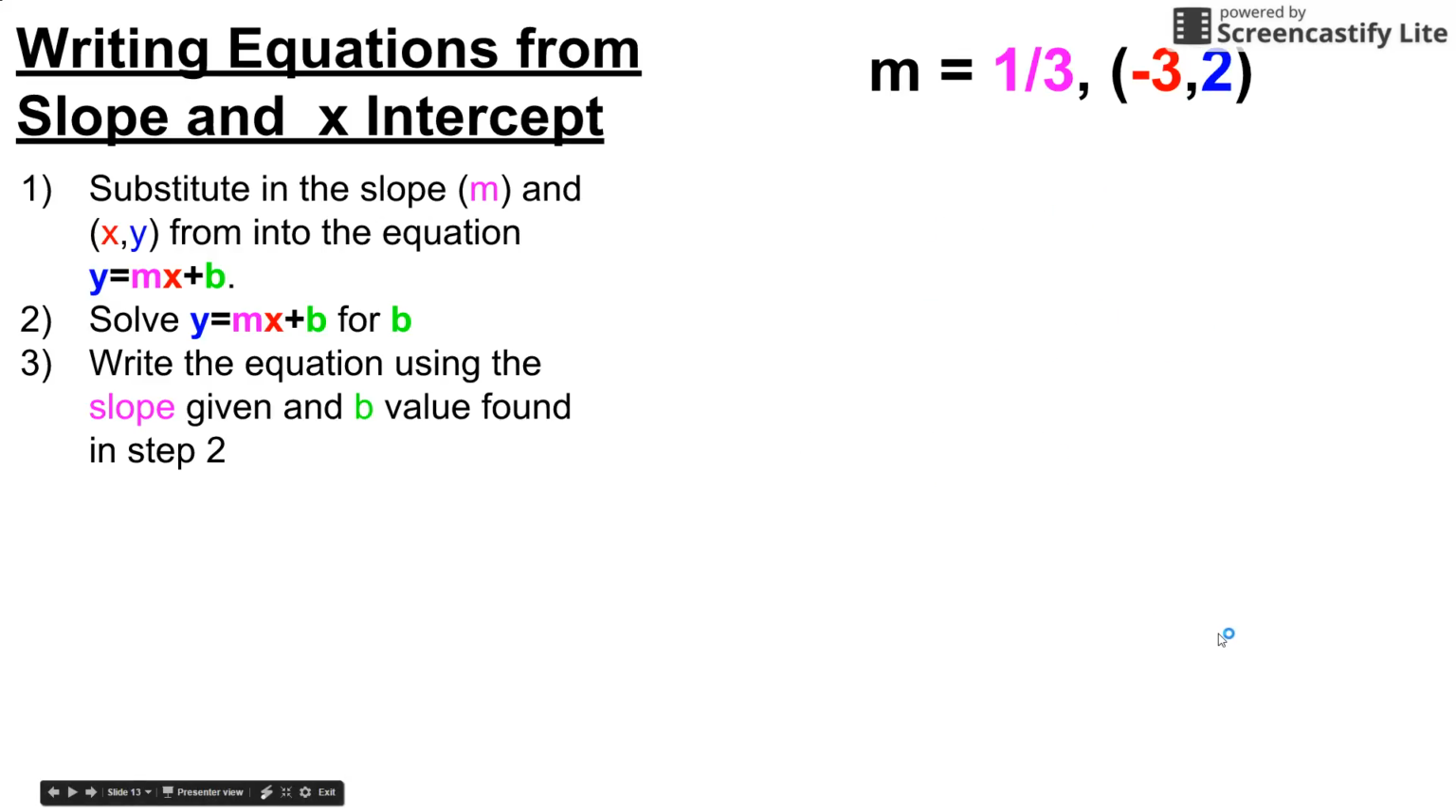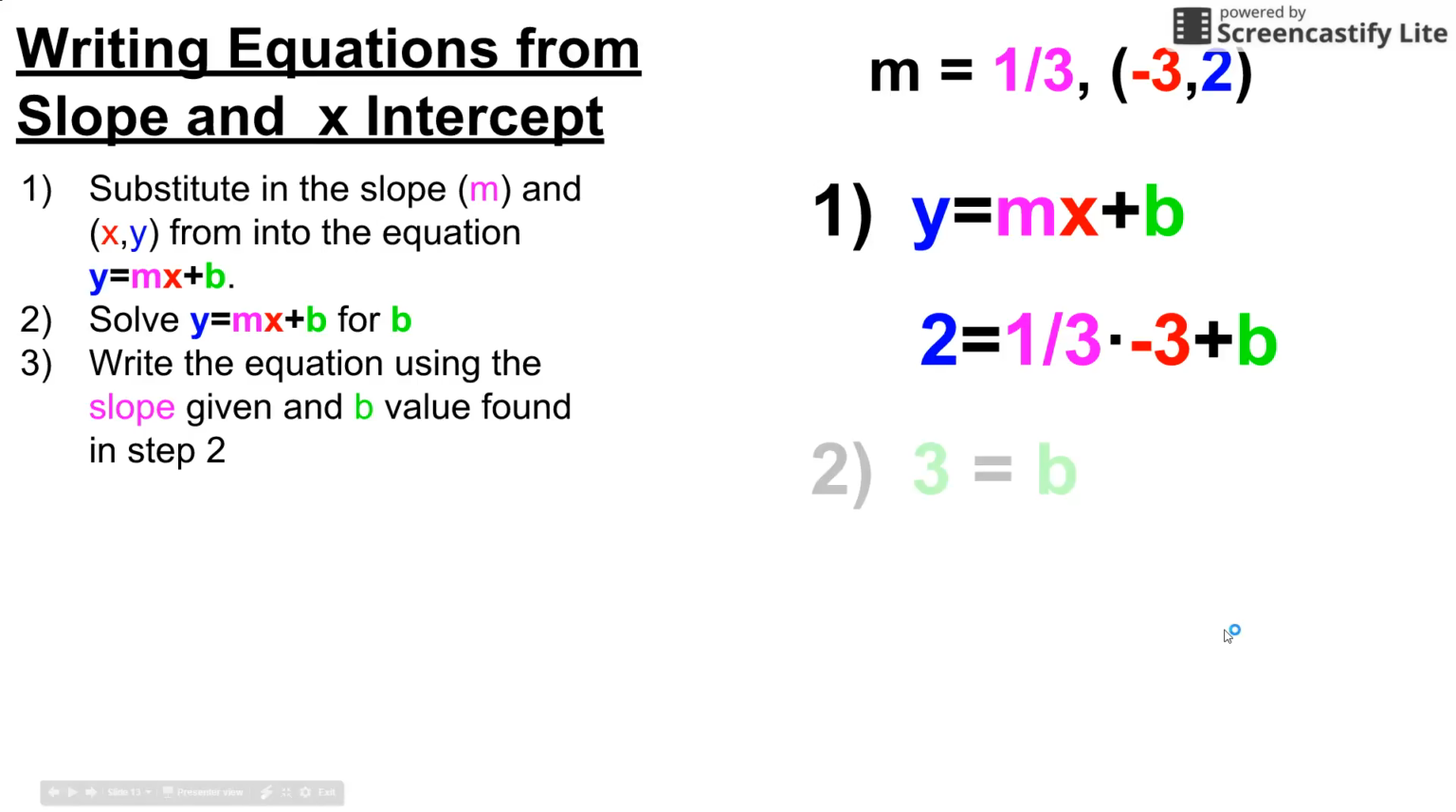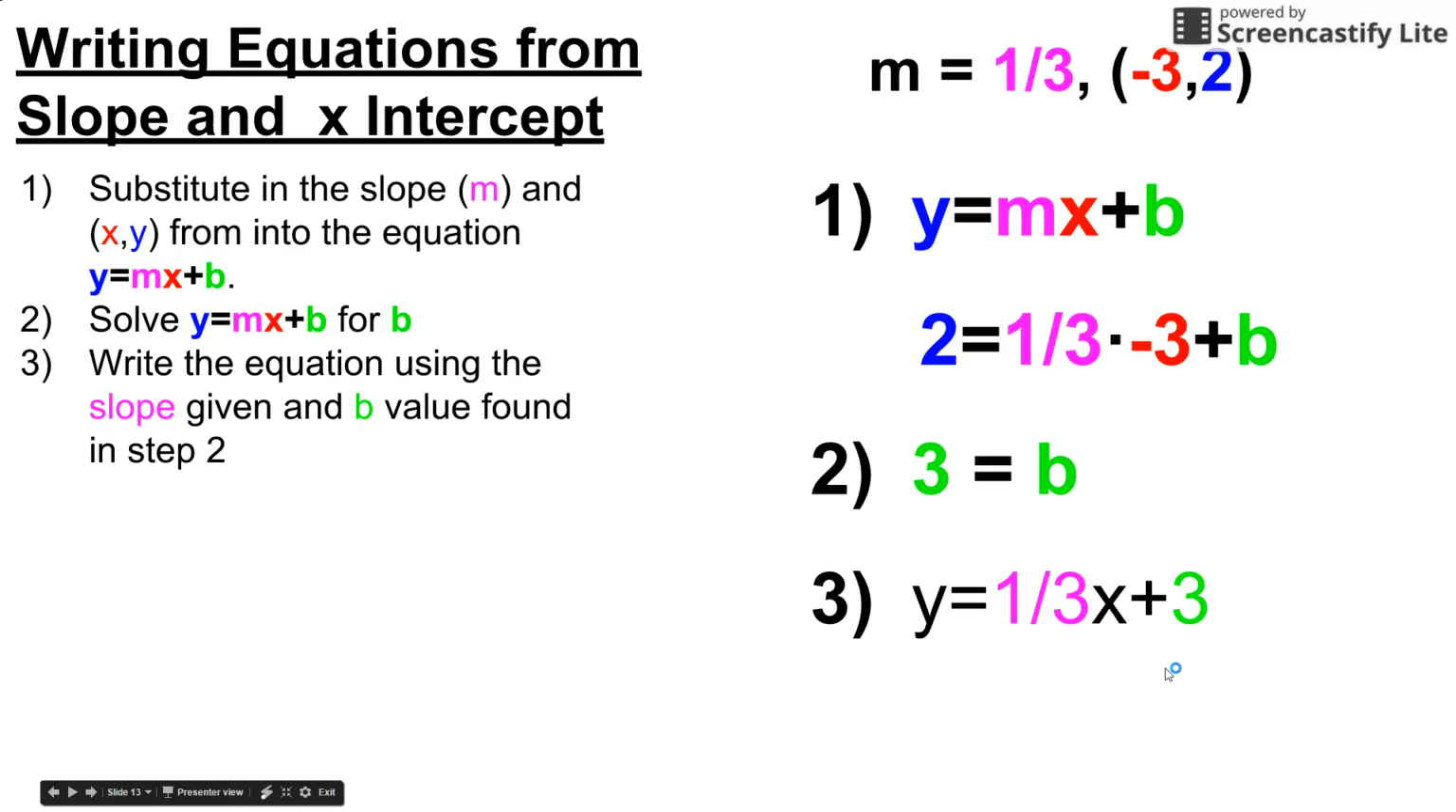Next example, I've got 1/3 for slope and -3, 2 as our point. That's slope-intercept form, y equals mx plus b. Substitute in, we get 2 equals 1/3 times -3 plus b. That solves for 3 equals b. We substitute in our b value and our m value to the equation, and we get y equals 1/3 x plus 3.